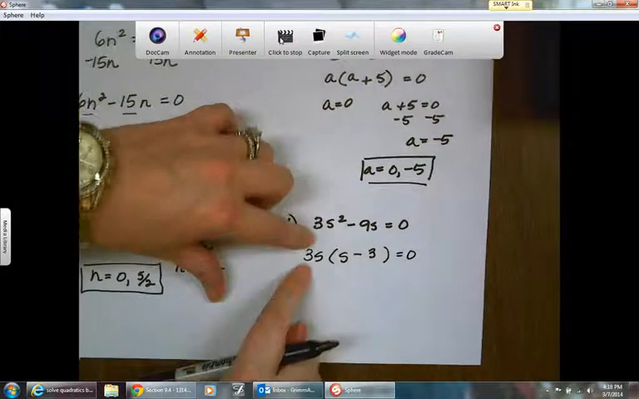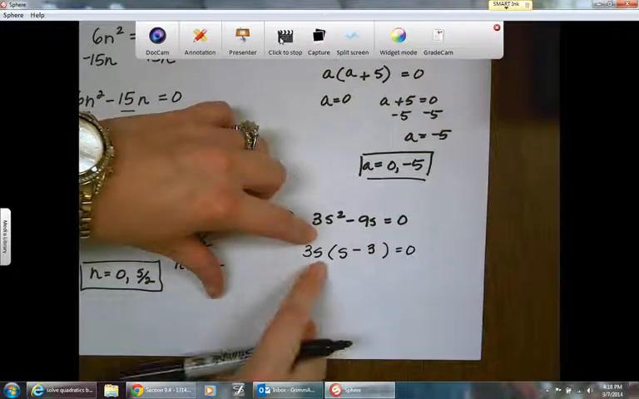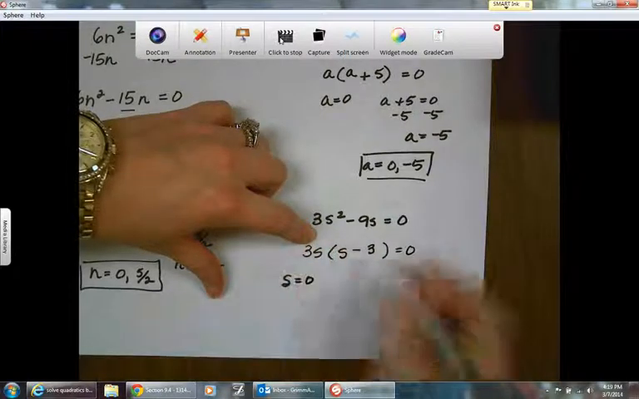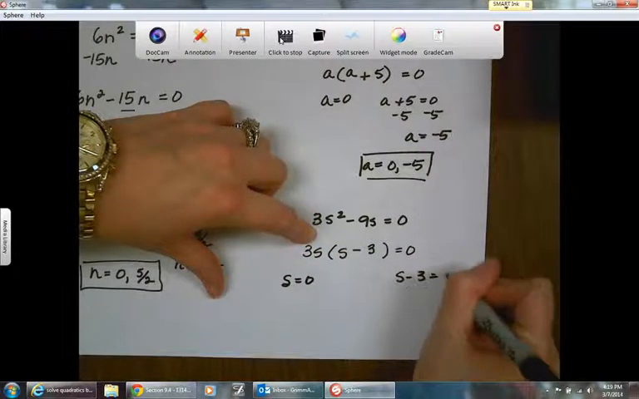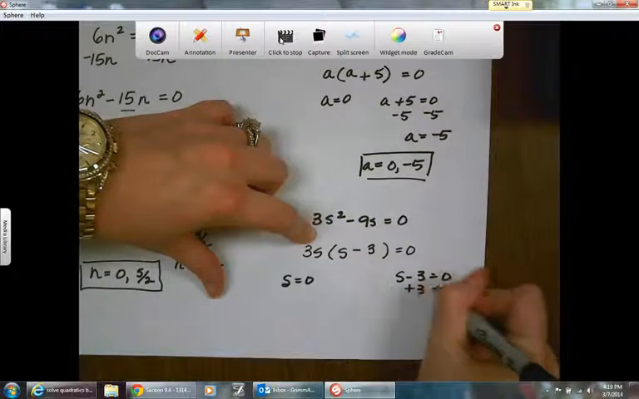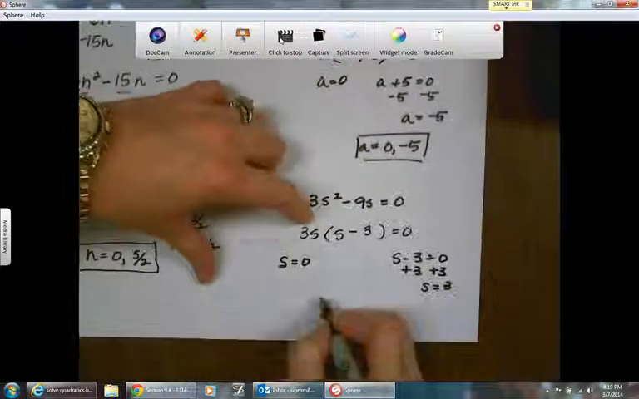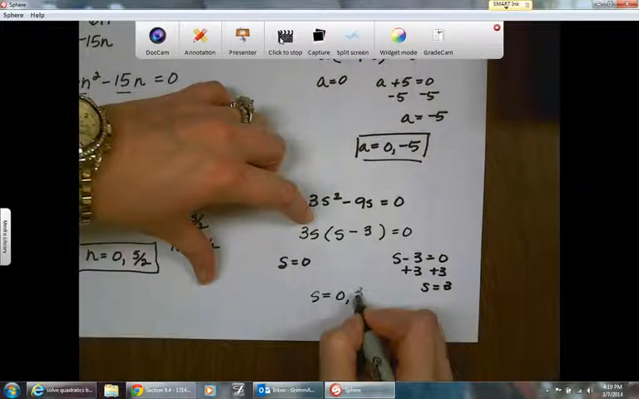So again, hopefully at this point you say, okay, well, 0 times 3 would be 0. So I'm going to say s can be 0. And then here I'm going to say s minus 3 equals 0. I'm going to add 3 to both sides so that s equals 3. And then I'm going to say, okay, s equals 0 and 3.